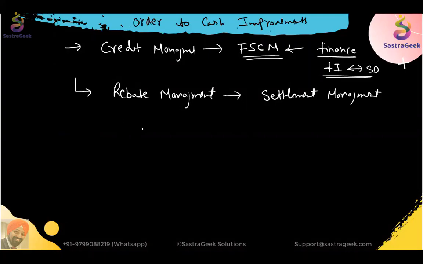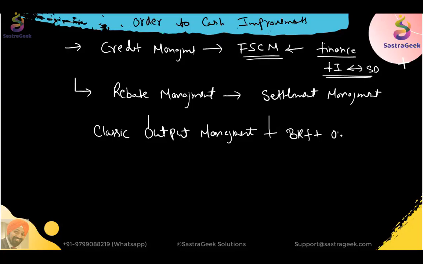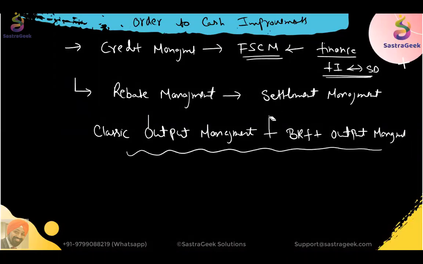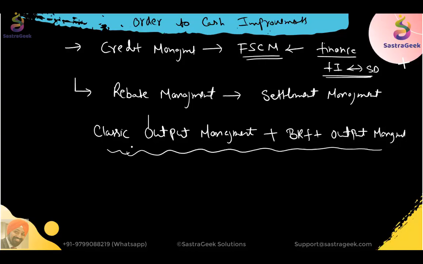Then we have output management. The old output management we call classic output management. Now we also have BRF plus output management. That would be the same for both your procurement and sales parts. So apart from classic output management, we also have BRF plus output management, which has been changed.